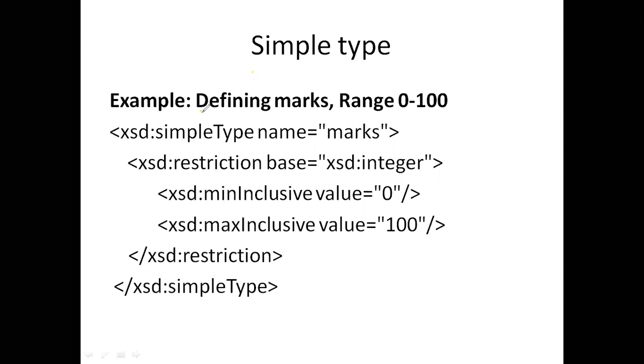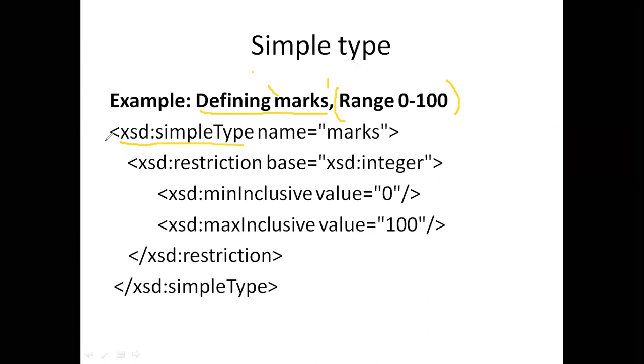Here we are defining the mark element. So here the element name is mark. And also here we have specified the range of the mark, from 0 to 100. The range of the mark is 0 to 100. So here we are using the simple type element, therefore xsd colon simpleType. This is the element name.